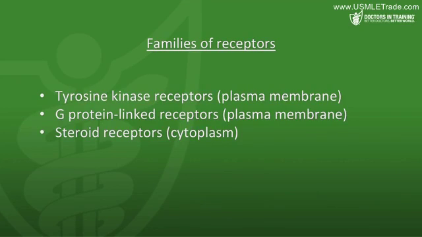Now, the first two types, the tyrosine kinase receptors and G protein-coupled receptors, are transmembrane receptors. They're part of the plasma membrane, and they're embedded in the lipid bilayer, and that's where they perform their functions. But steroid receptors are found inside the cell, floating around in the cytoplasm. Steroid hormones like estrogen or testosterone are able to pass through the plasma membrane, and then they bind to their receptors inside the cell itself. But tyrosine kinase receptors and the G protein receptors are located on the plasma membrane.